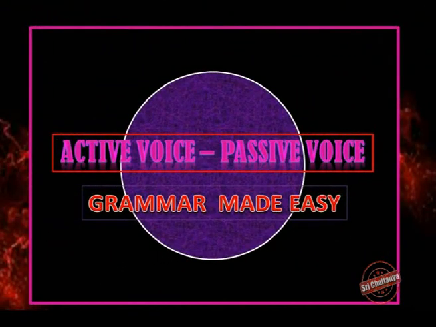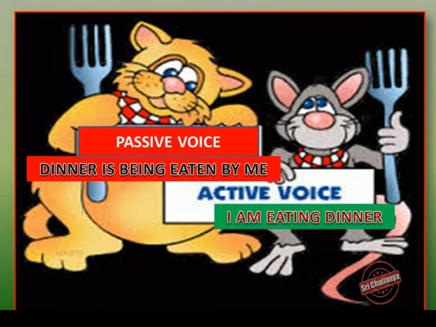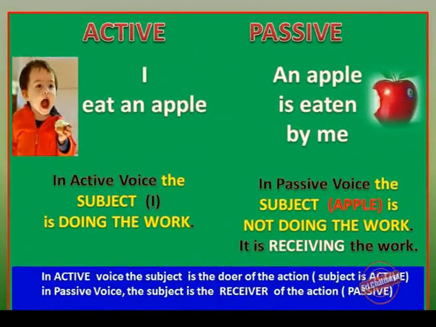Active voice and passive voice. Grammar made easy. Passive voice: Dinner is being eaten by me. Active voice: I am eating dinner. Active voice: I eat an apple.